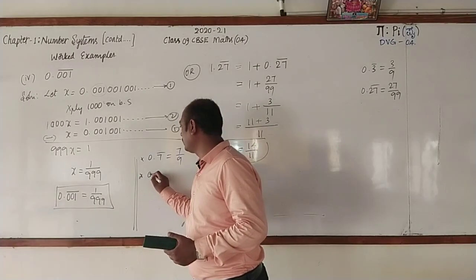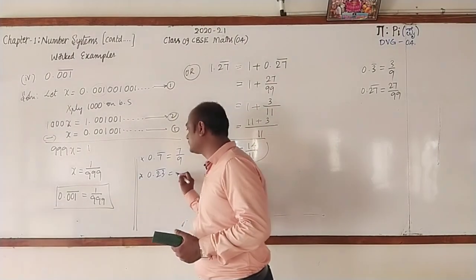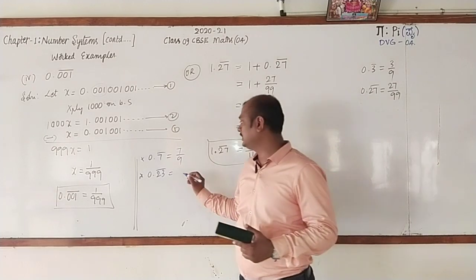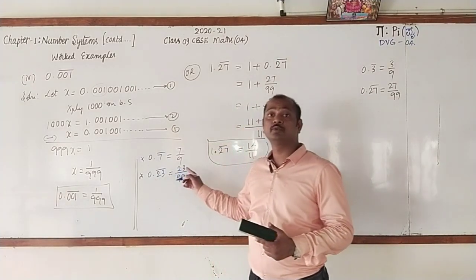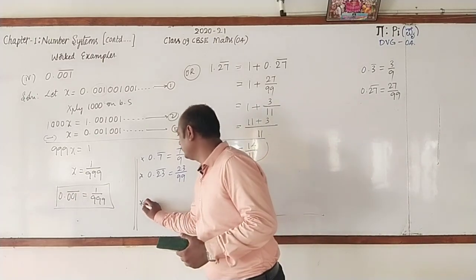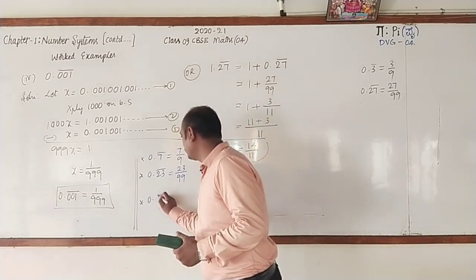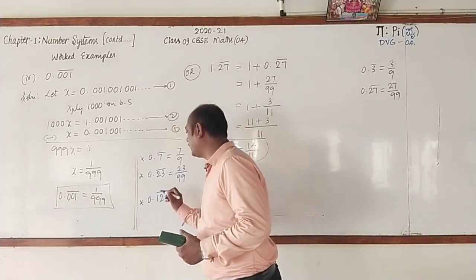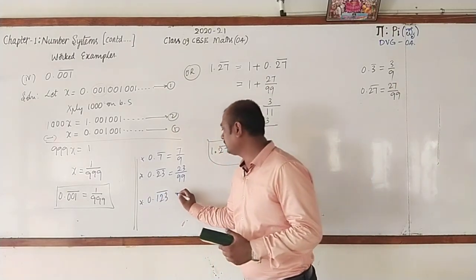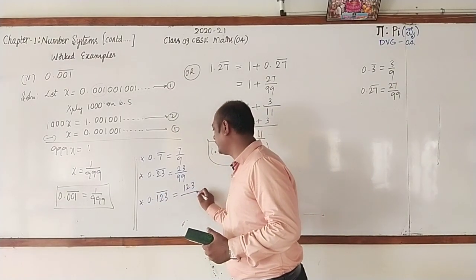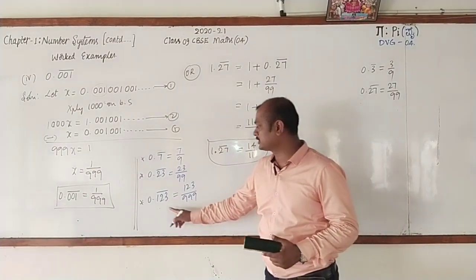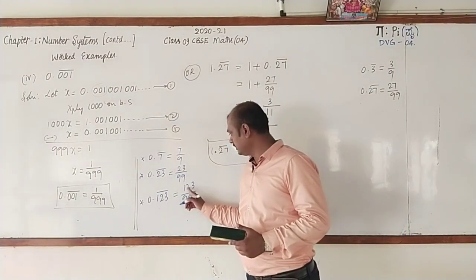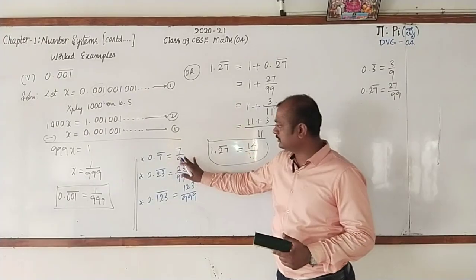Next, 0.23 bar is there. How do you write it? It is 23 by 99 because 2 digits are repeated. If 0.123 bar is there, then we can write it as 123 by 999 because 3 digits are there. Clear? Still it can be simplified.